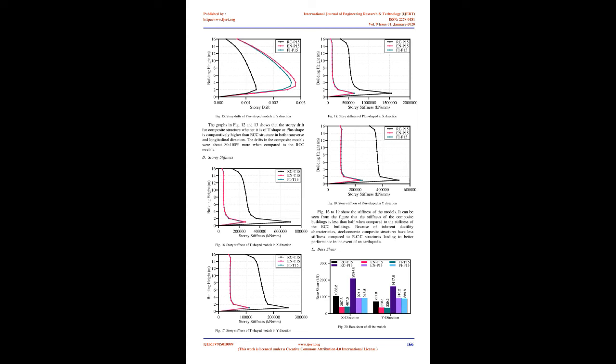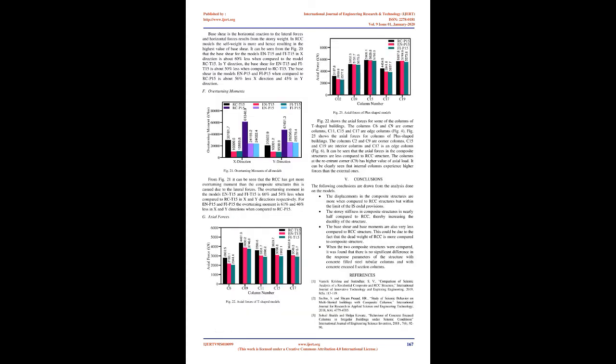C. Story drifts. The graphs in Fig 12 and 13 show that the story drift for composite structure, whether it is of T-shape or plus shape, is comparatively higher than RCC structure in both transverse and longitudinal direction. The drifts in the composite models were about 80 to 100% more when compared to the RCC models.